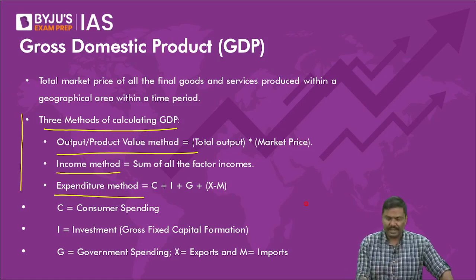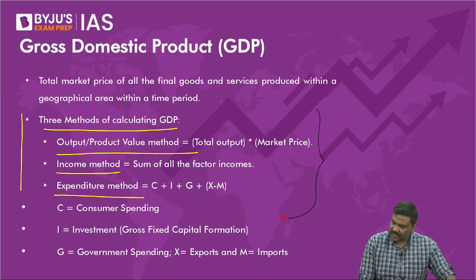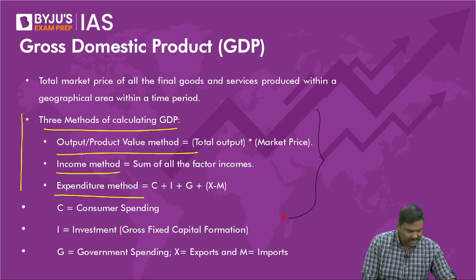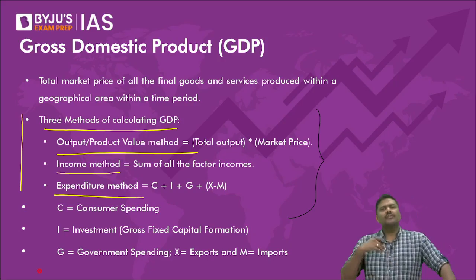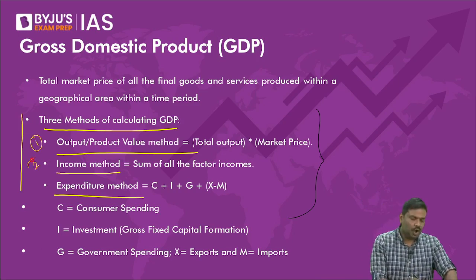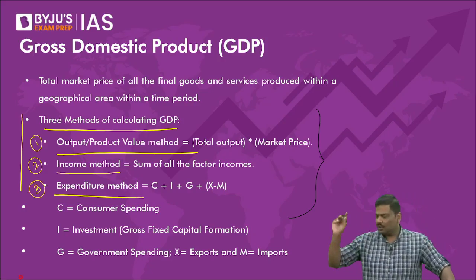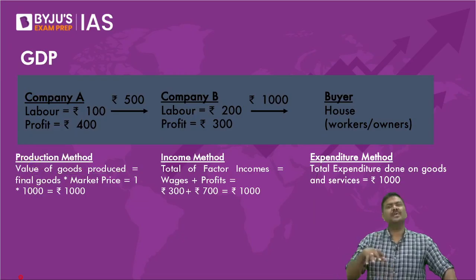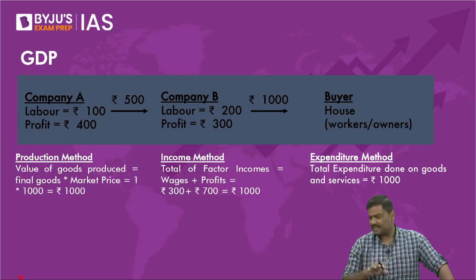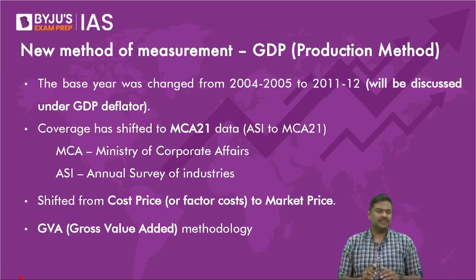If you remember very correctly, at the fag end of the discussion, I told you whether you calculate GDP through method number 1, 2 or 3, there are three methods, the value should always be one and the same. This is what we have discussed yesterday. Now let me pick up from there.